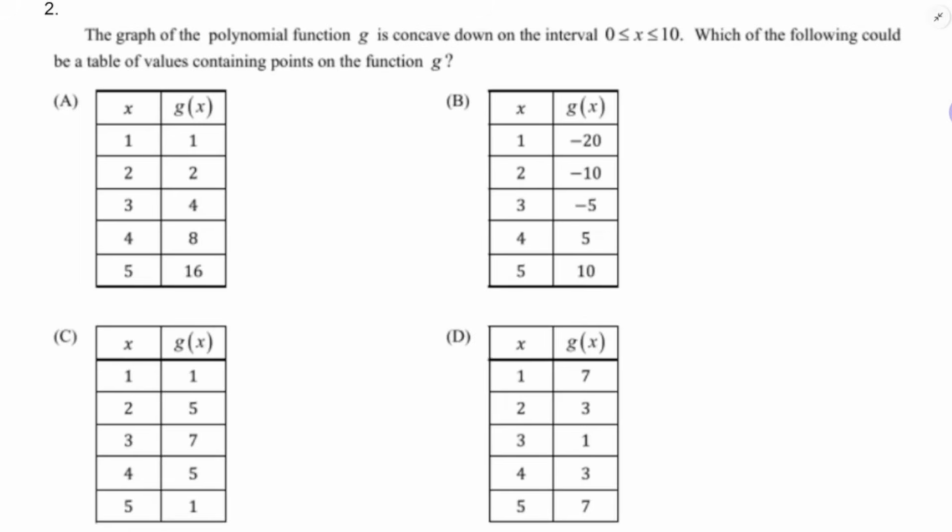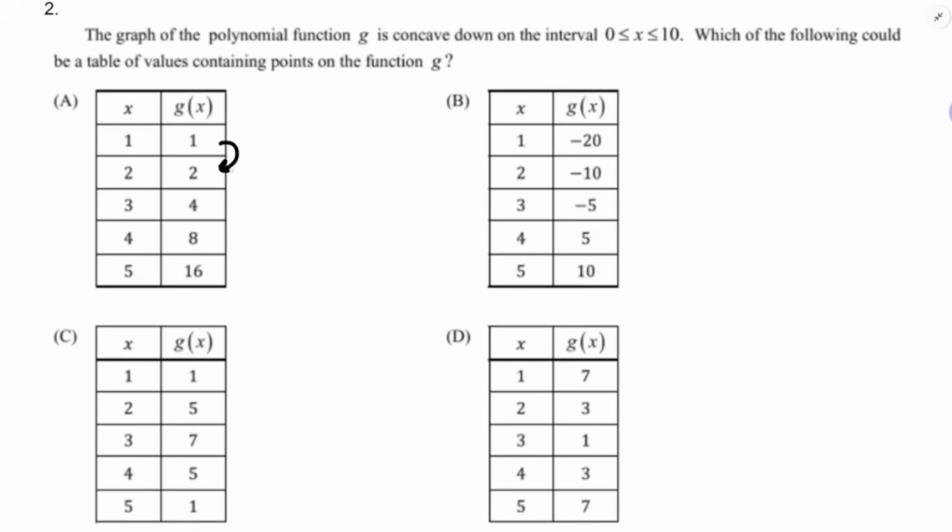This one looks like more of the same. A graph of the polynomial function g is concave down from 0 to 10. Which of the following could be a table of values? Well, concave down is going to mean the rate of change is decreasing, and we could see that in tables with evenly spaced x values if the second differences were all negative.